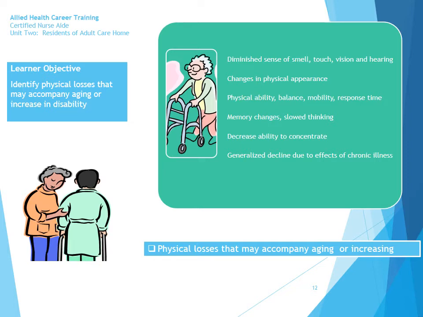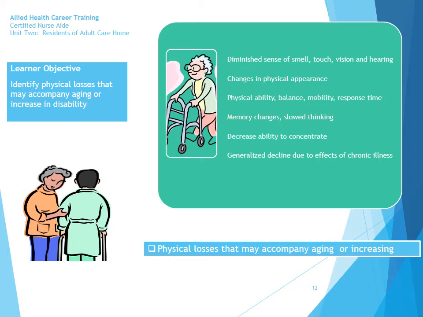There's also going to be some different changes in your physical appearance. Think about yourself, what you look like, and what you're going to look like in 30 or 40 years when you're elderly. Might be a little bit longer than that for some of us, but that's okay. Just think about the different physical changes that you go through as you get older.